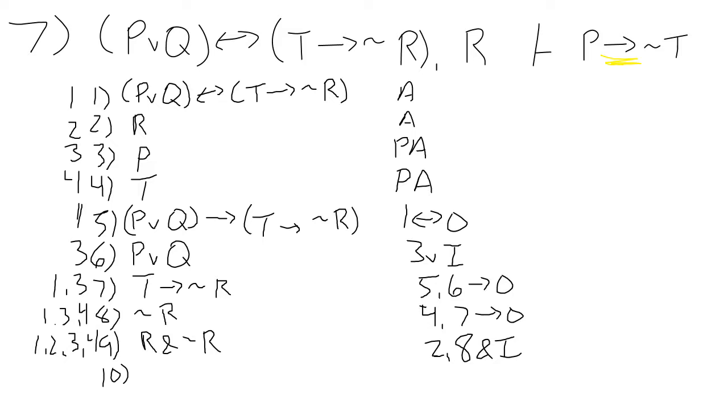Now, which one are we trying to add the tilde to? We're not trying to add the tilde to the P, we're trying to derive tilde T. So we're going to add our tilde to our T, and we are going to cite 4 as our PA, 9 is our contradiction, we're tilde-ing in. That's 1, 2, and 3. The 4 associated with the T will drop out.